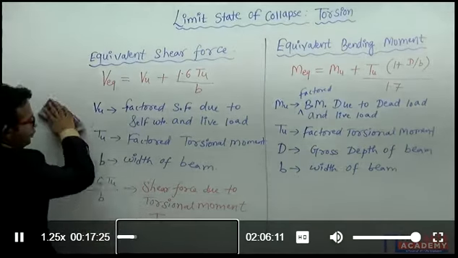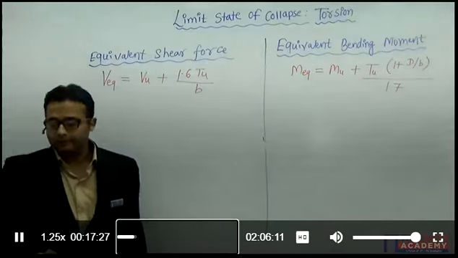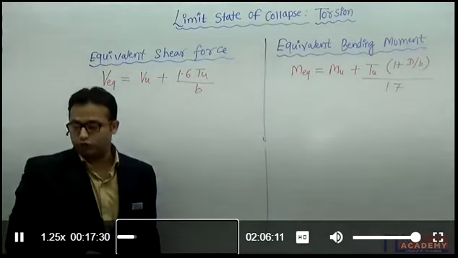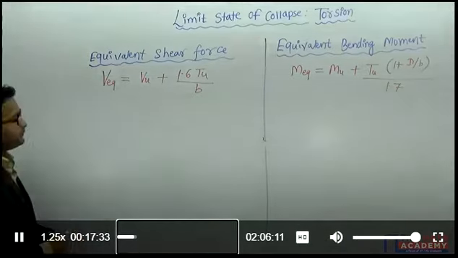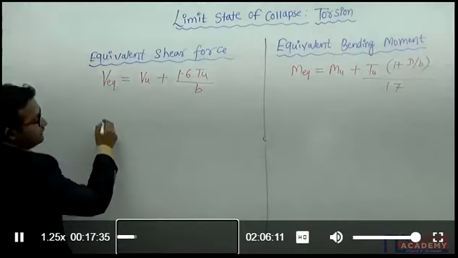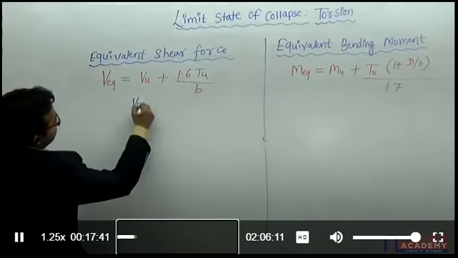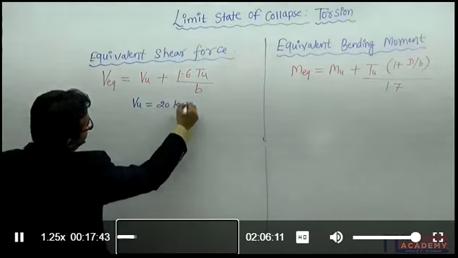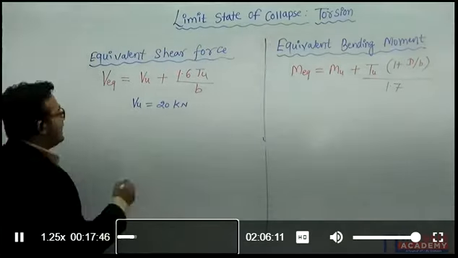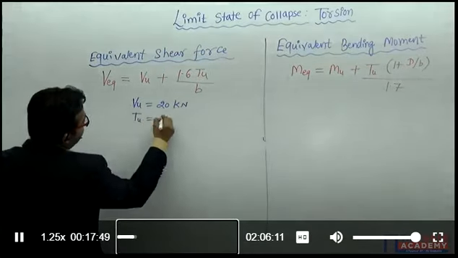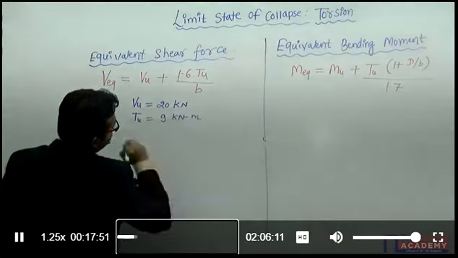Please read the question. See the given question, GATE 2004, 2 marks. They have given me the values. I can write the values here. The shear force they have given me is 20 kilonewton, and the torque, meaning the torsional moment, they have given me is 9 kilonewton meter.